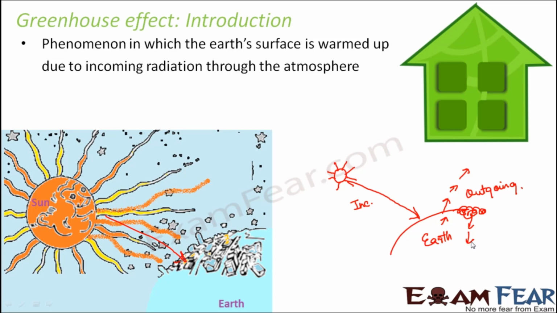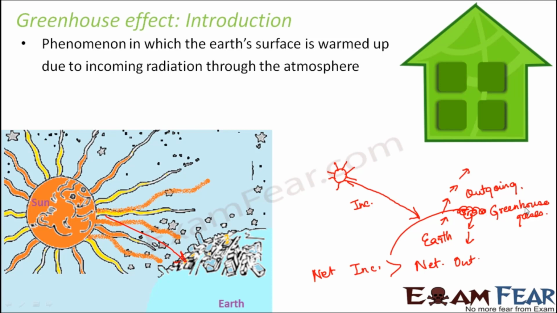So what is happening due to the presence of these greenhouse gases? Due to the presence of these gases, the net incoming is a lot more than the net outgoing, because from this side also incoming radiation is coming inside the earth, and here also some part of the outgoing infrared radiation is coming back into the earth. So the net incoming is more than the net outgoing. So therefore what will happen? More radiation is coming inside the earth. So that means the temperature inside the earth is more. So basically the earth's surface is warmed up.